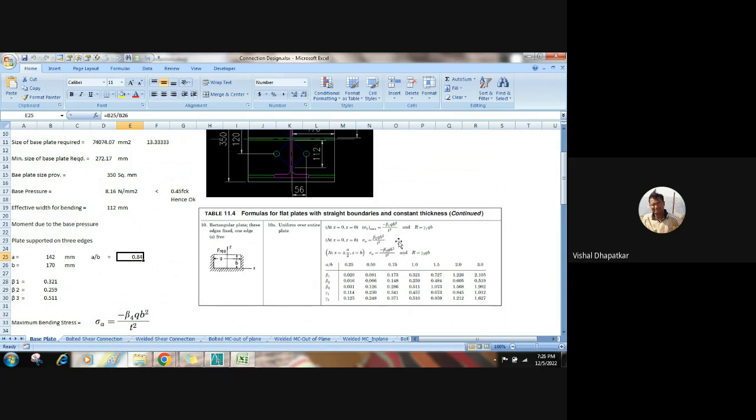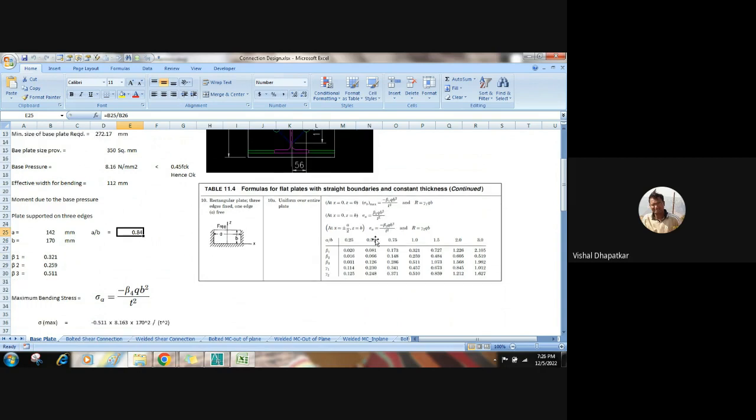Out of these three, we have to consider the coefficient which will produce the maximum bending stress in the plate. Our ratio falls between 0.75 and 1, so by interpolation we can consider these factors. Here, on the conservative side, I have considered the factors corresponding to 1, that is 0.321, 0.259 and 0.511. These are the three factors, beta 1, beta 2, beta 3, I got from the ratio of A by B.